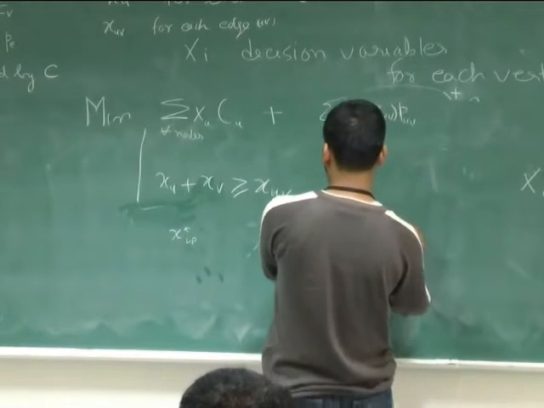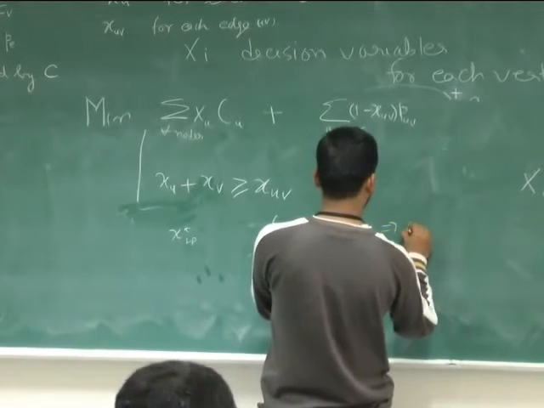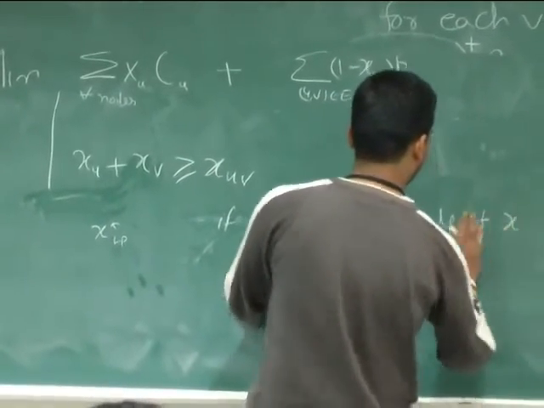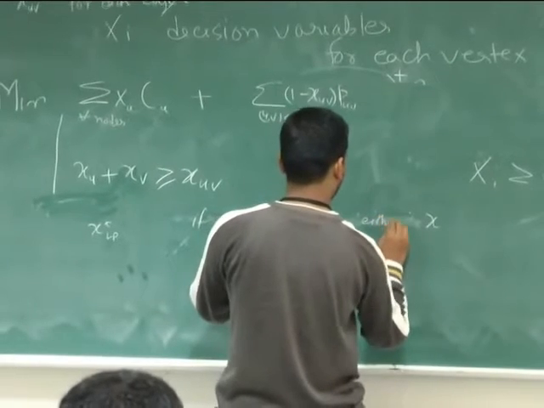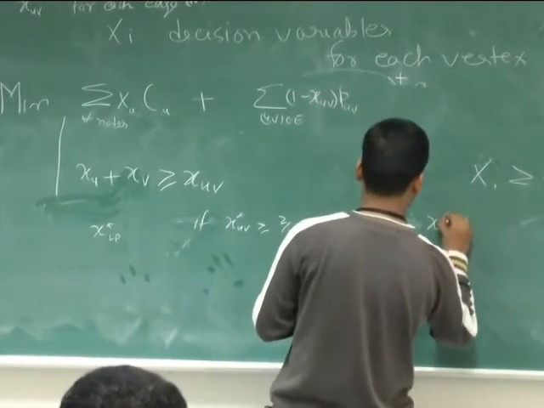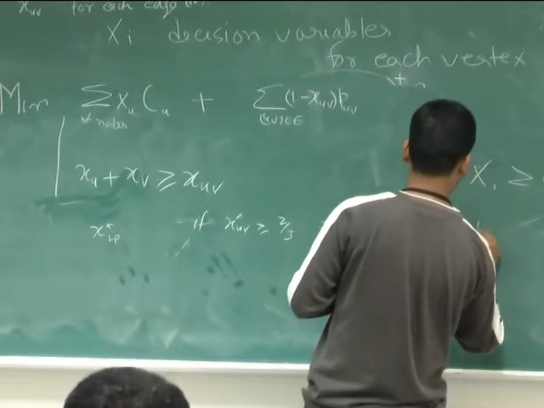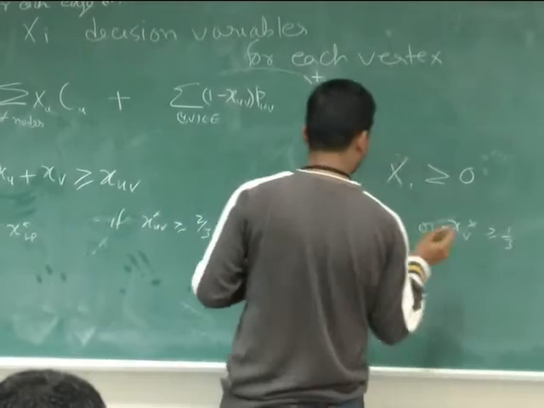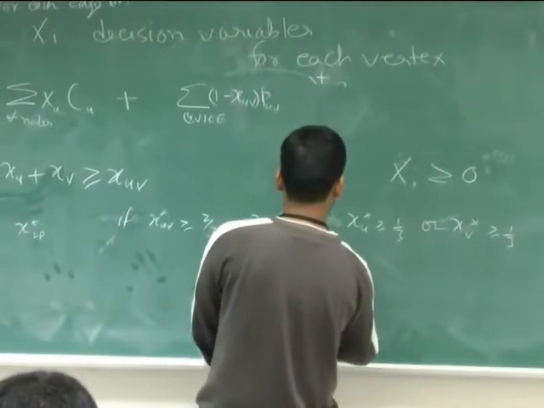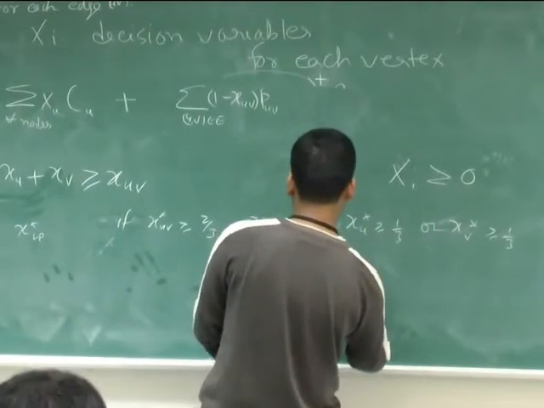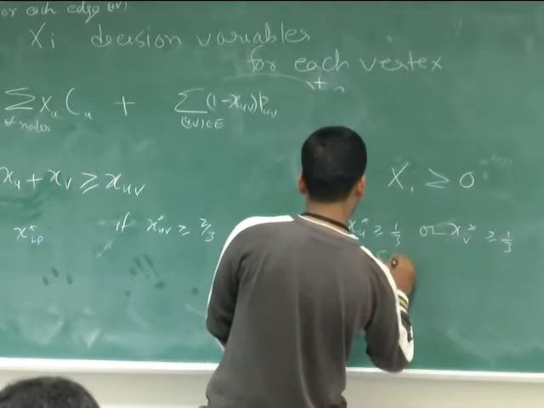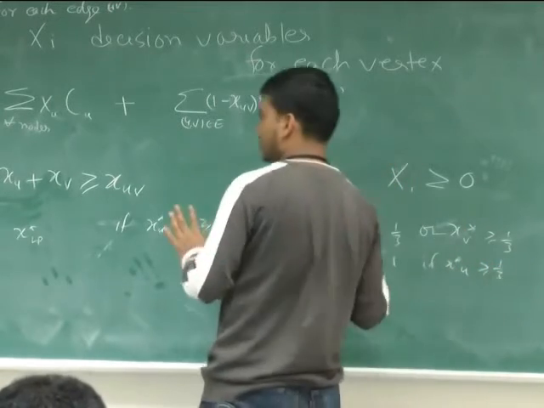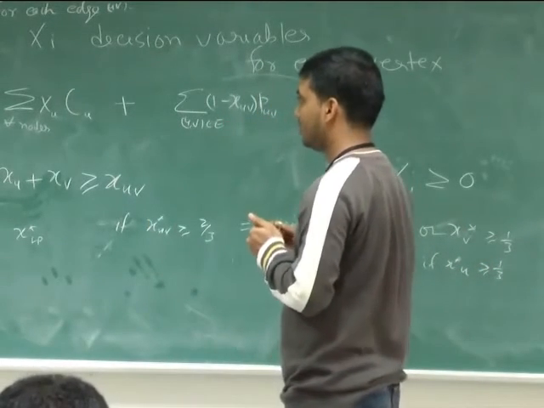So if X star UV is greater than or equal to 2/3, it means at least one of XU or XV, the max of them, is greater than 1/3. Good. So what is your rounding? X hat U will be equal to 1 if X star U is greater than 1/3. Okay, good. That's all?